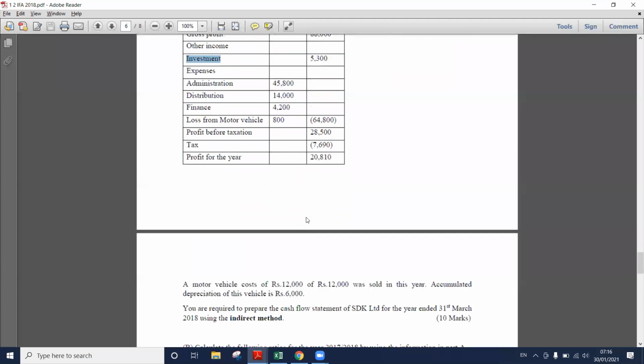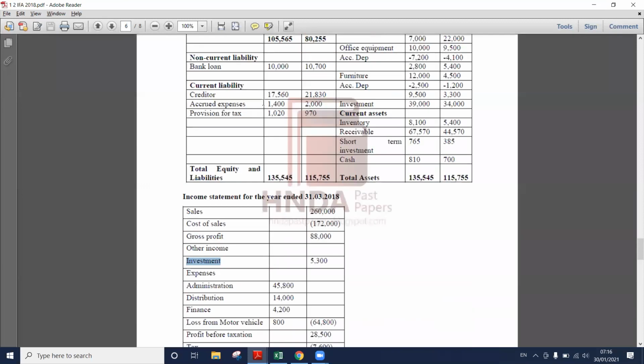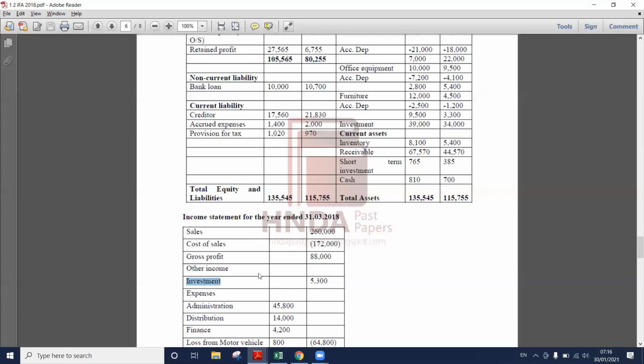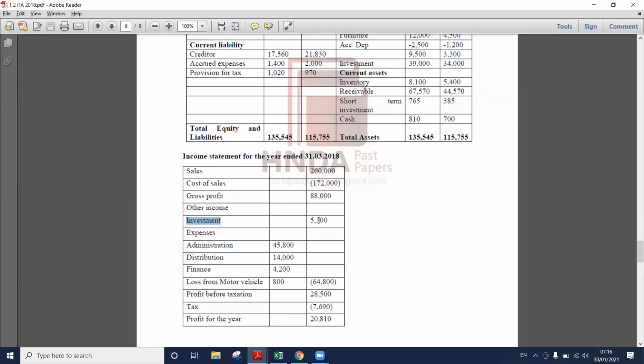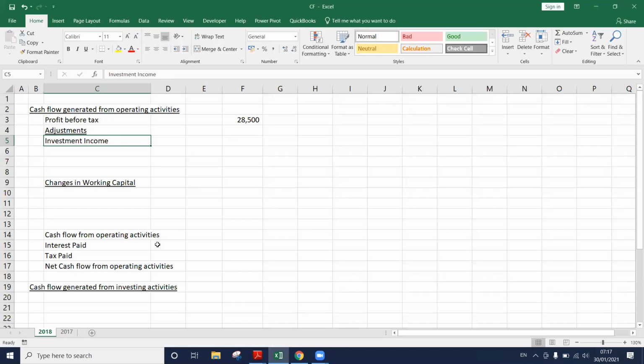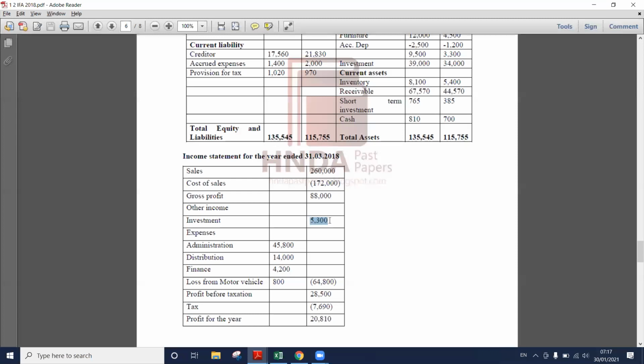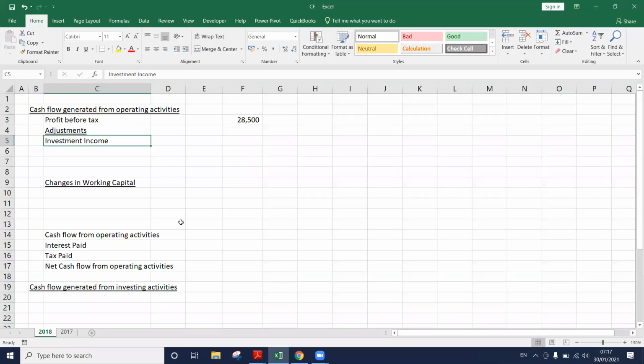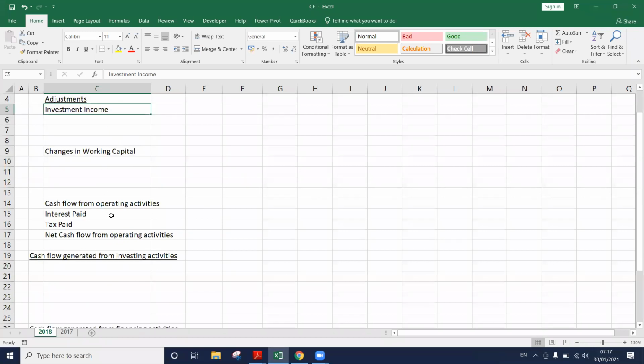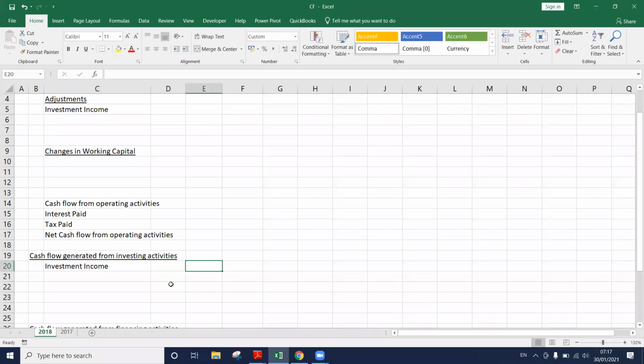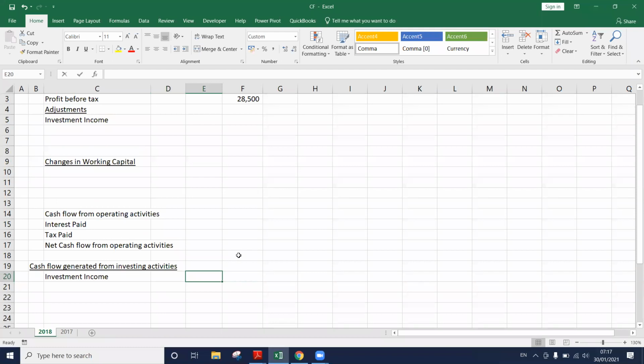The additional information does not say anything. It does not say whether this was received in cash or is still to be received. But by looking at the balance sheet, we can predict, right? Under current assets, we do not have a receivable investment income or something like that. So we assume that this has been received in cash. But here we are calculating the cash flows generated from operating activities. Therefore, this 5,300 should not be included in this, right? Then if it should not be here, where should it go? That is a cash flow generated from investing activities, right? Investment income, a cash inflow, so we add 5,300.